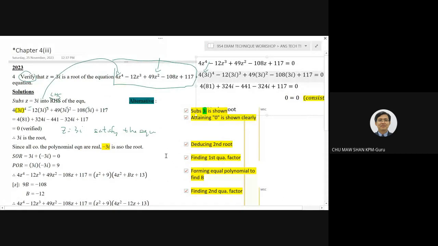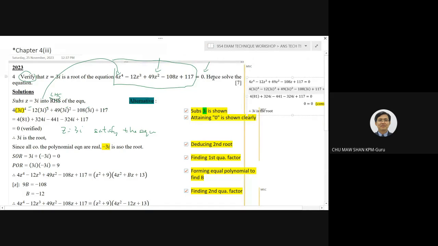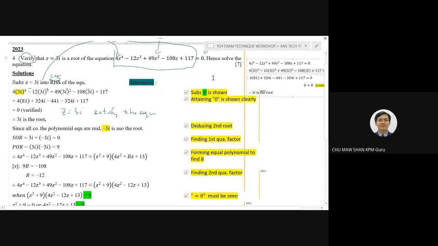Alright, next I move on. Lepas itu soalan itu tanya apa? Hence, solve the equation. Okay. Kalau kita sudah verify 3i is the root, then negative 3i is also the root. They come together. They always come together. This is deducing the second root.